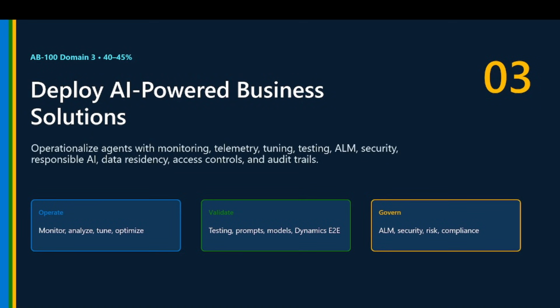So this is the last part of this Domain 3 discussion, Agentic AI Business Solution Architect AB-100 Domain 3, which deals with deploying AI-powered business solutions. I'll be looking at operating, validating, and governing AI business solutions on Dynamics 365, Office 365, and deployment and building on Copilot Studio and Azure AI Foundry. And we just looked at security and risk in our last lesson. Then in this part of the lesson, we'll continue looking at risks and compliance as we round up this part.